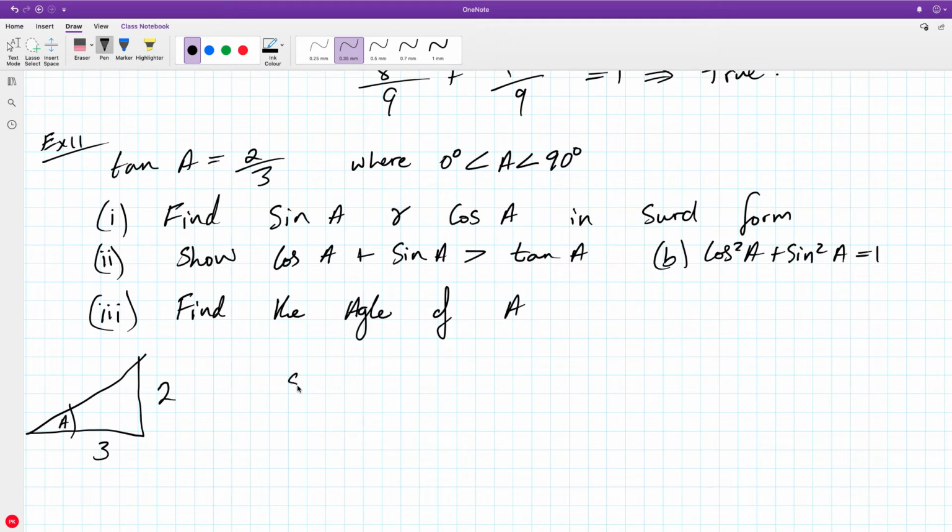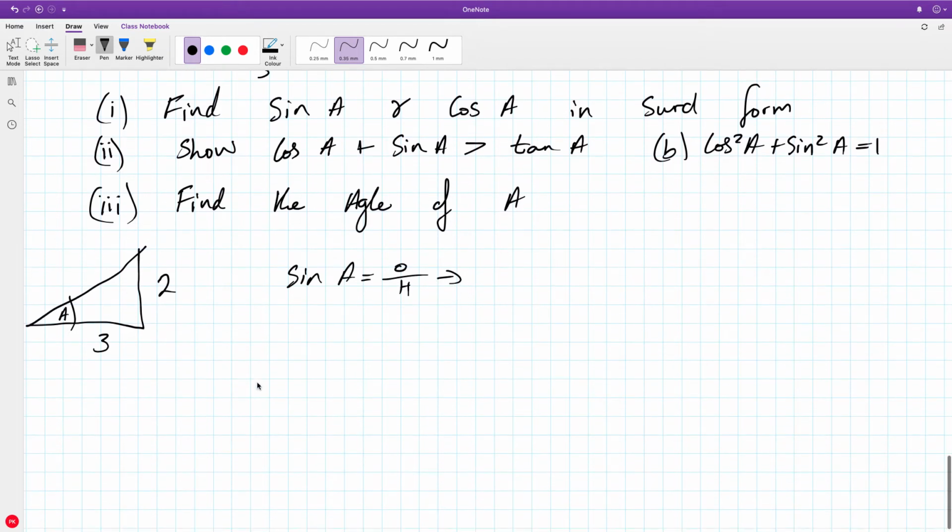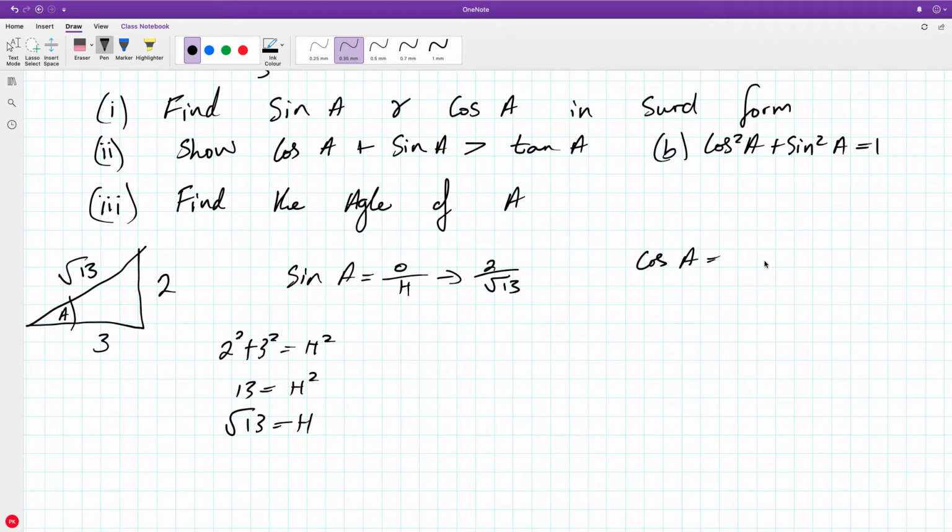So, the sine of A, silly old Harry, opposite over hypotenuse is, we've got to get the hypotenuse first of all. 2 squared plus 3 squared equals h squared, the hypotenuse. 13 is equal to h squared. Root 13 equal to h. So, silly old Harry, opposite is 2 over root 13. The cos of A is cos a herring. Adjacent is 3 over hypotenuse, 3 over root 13. Right.